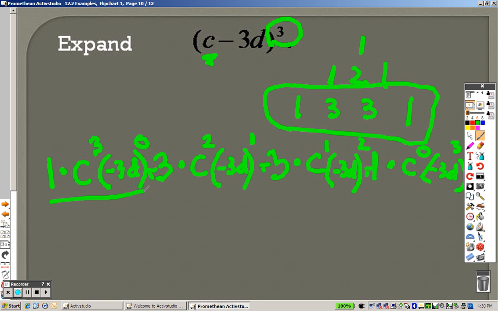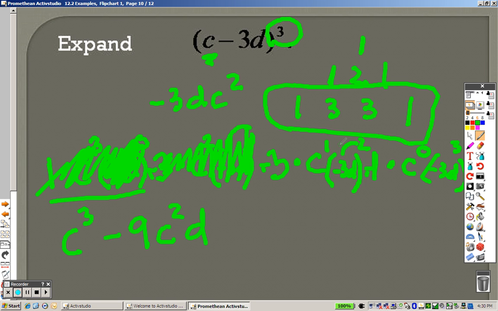So this is the first group. In that first group, you have a 1. C to the third is C to the third, and all of this is to the 0. Anything to the 0 is 1, so all of that became just C to the third. Over here, this is like saying negative 3 and d. I still have C squared, and I have that 3. 3 times negative 3 is negative 9. I still have the C squared and a single d there.